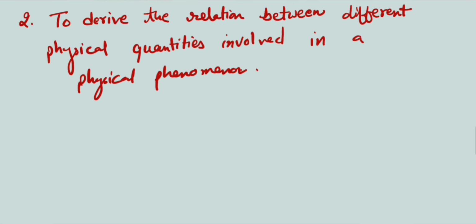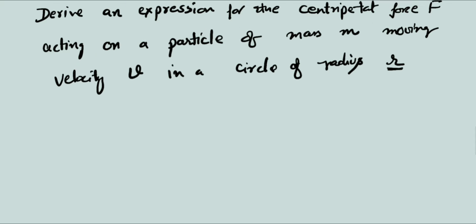The second use of the dimensional equation is to derive a relation between different physical quantities involved in a physical phenomenon. Let me explain this also by taking one example. Derive an expression for the centripetal force F acting on a particle of mass m and velocity v, moving in a circle of radius r.